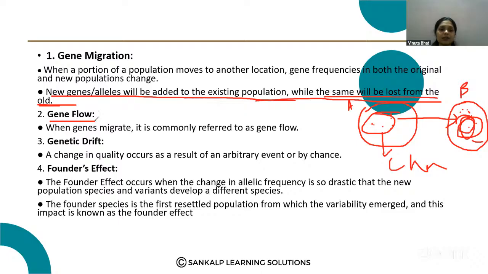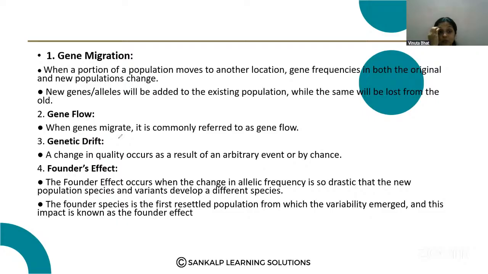Next, gene flow. When genes migrate, it is commonly referred to as gene flow. When the organisms migrate, when the genes migrate from one place to another place, that is the meaning of gene flow. Then genetic drift, a change in frequency that occurs as a result of an arbitrary event or by chance. So change in the gene frequency by chance.